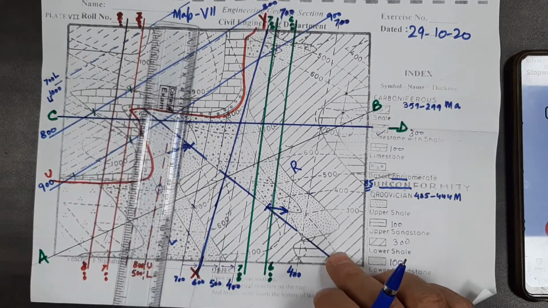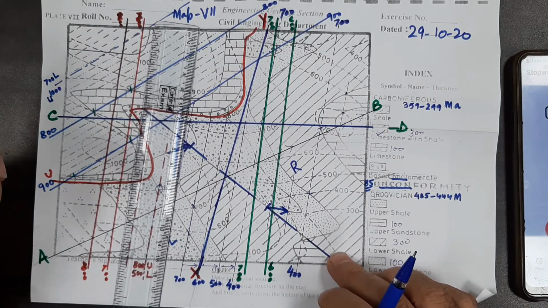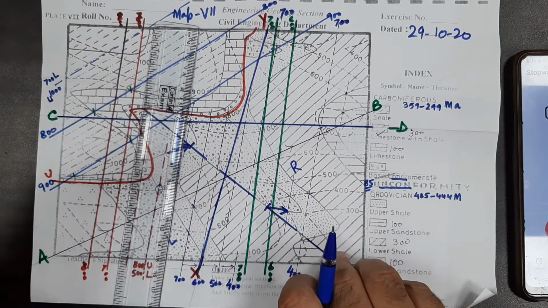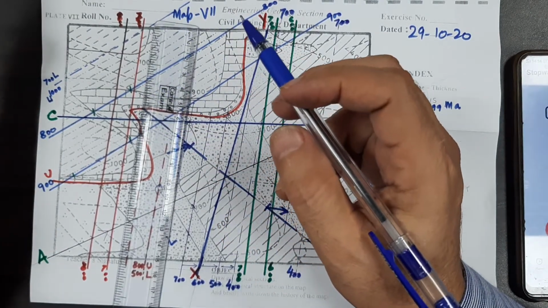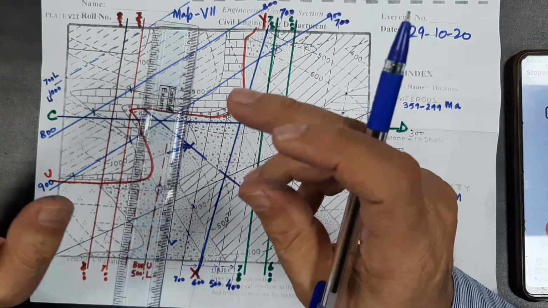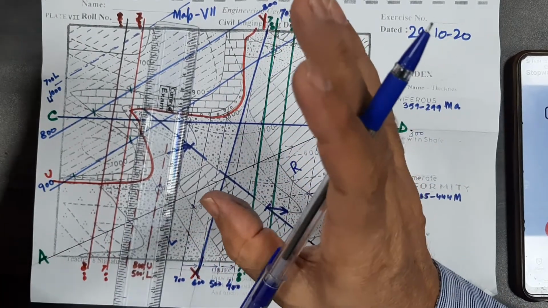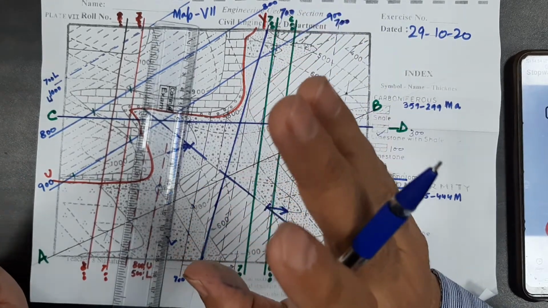Another important thing is to know the throw of the fault from the map. In my drawing it has come to 360. In somebody else's diagram it may come to 340. Somebody has got 300 also. So that means they are varying. But there should be a real and correct throw which will be worked out from the map.